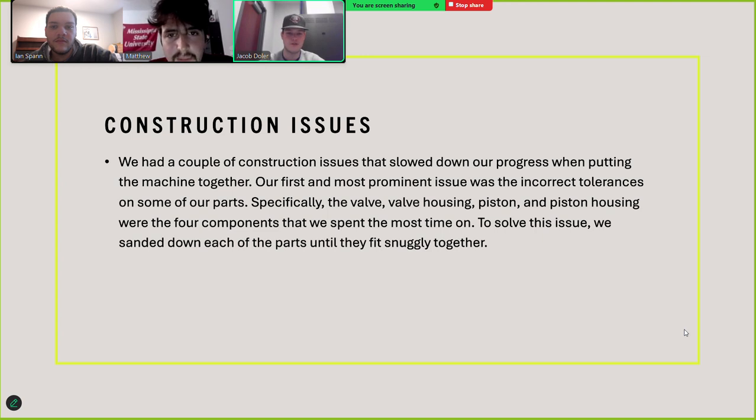So we had a few construction issues during the construction of our project. Our most prominent issue was the incorrect tolerances that we had, mainly the valve and the valve housing, and then the piston and the piston housing. These components we had to spend a considerable amount of time on to sand down and get them to fit together. We also had to lubricate these parts to get them to actually be able to move freely when we put air through the system.